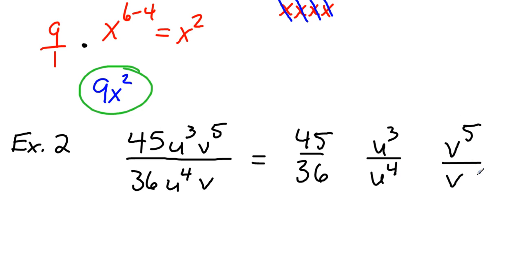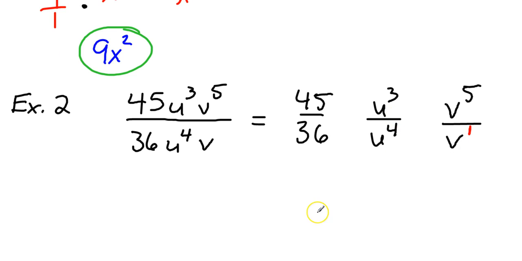Again, in my mind, I'm breaking this up into pieces. I'm doing the 45 over 36, I'm doing the u to the 3rd over u to the 4th, and then I'm going to do the v to the 5th over v. And again, sometimes it helps just to do the little things, the easy things. If you have a v that's here without a power, how many v's are in the bottom? Got one, right? So for that one, sometimes it's easy to slip by. Put a 1 there. And then break it down a piece at a time.